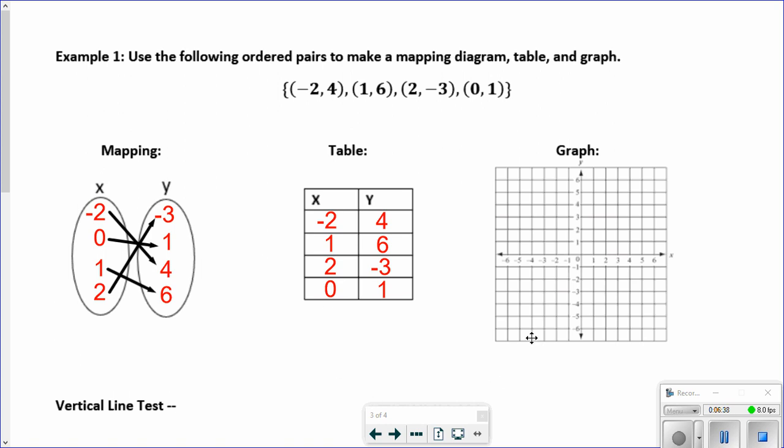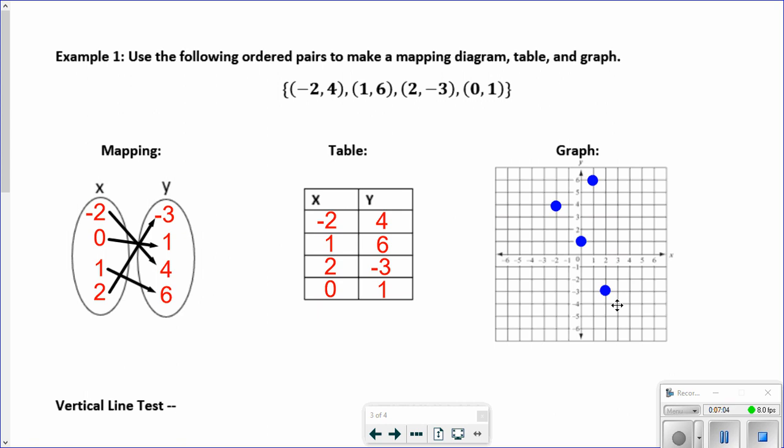Okay. And then for our graph, our last one, we just go ahead and plot these points on the graph. So I have (-2, 4), which is up here. I have (1, 6), right here. (2, -3) is right here. And (0, 1) is right there. So I just plot my 4 points.